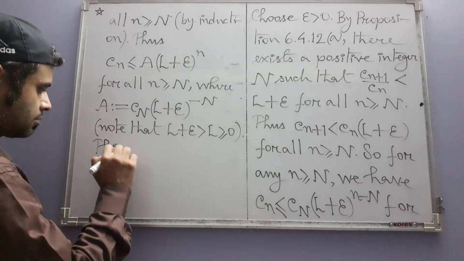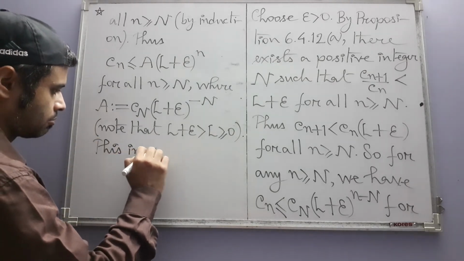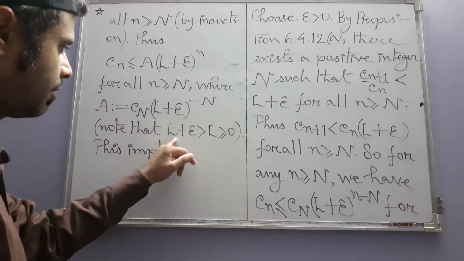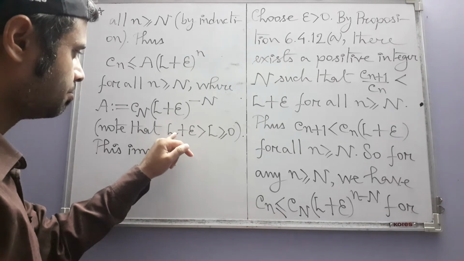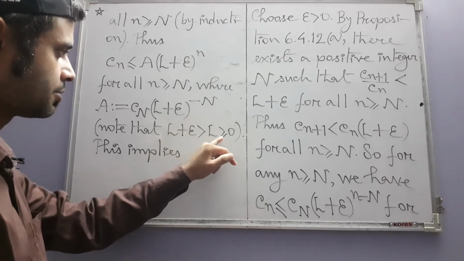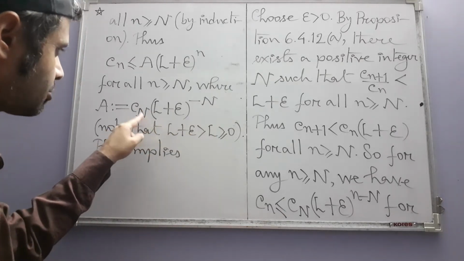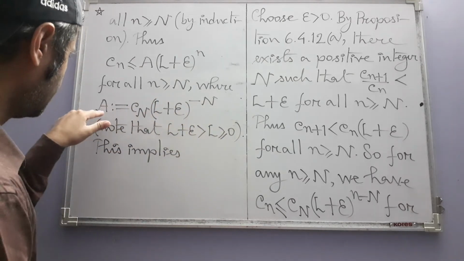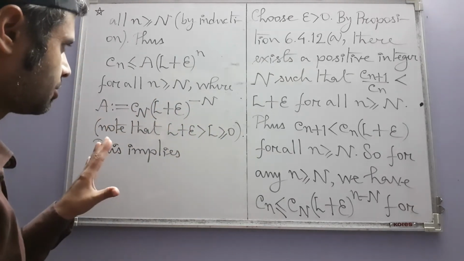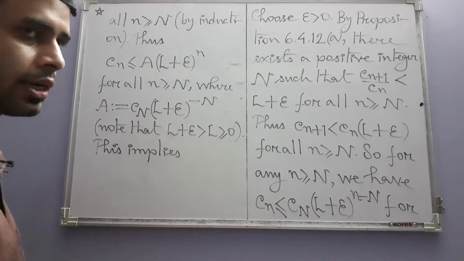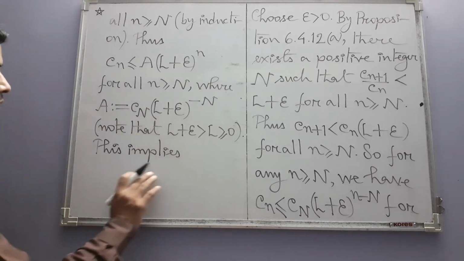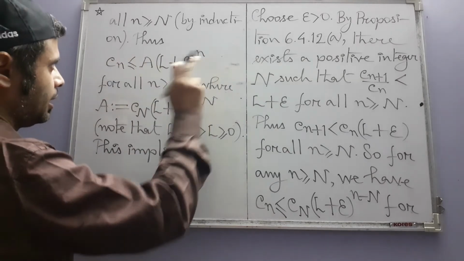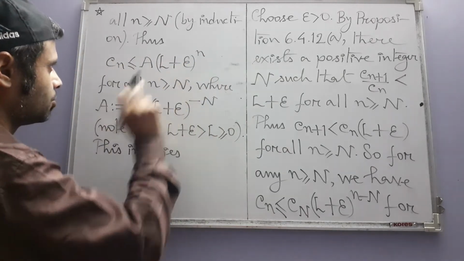This implies, however, it is in fact necessary to mention this fact that L plus epsilon is positive, Cn also is positive, so this power is also a positive real number, and as such A itself is positive in order to write the next thing. Because what we are next going to do is that we are going to take the nth root on both sides.